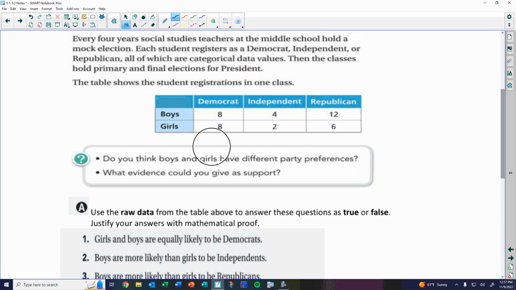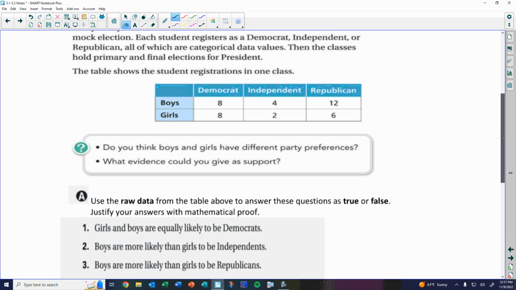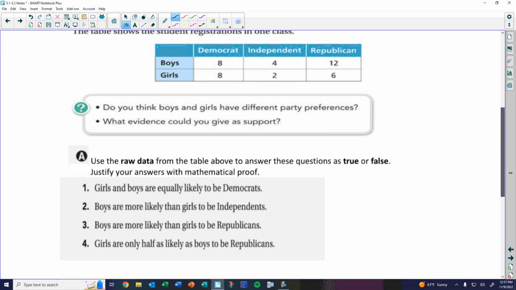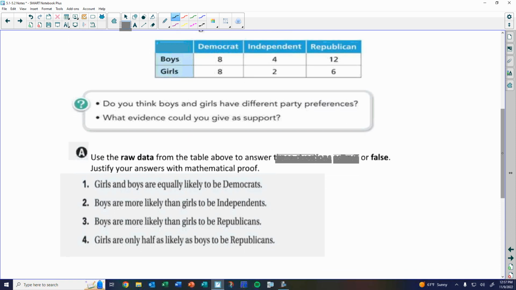Then the classes hold the primary and final elections for president. So here is the table that tells you in the class how many were registered as Democrats, Independents, Republicans that were boys and girls in class. Here's what I want you guys to do. I want you to look at this raw data. Take a few minutes. We're going to figure this out. Use that raw data and come up with true or false for each of these 4 statements. Okay? And then, of course, provide some kind of mathematical proof why you picked true or why you picked false. Okay? So I'm going to pause this.